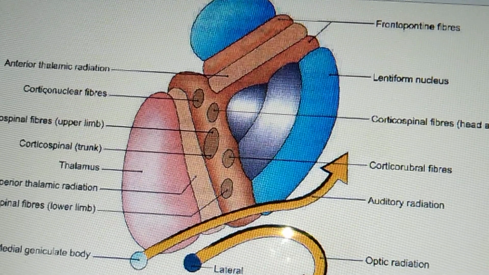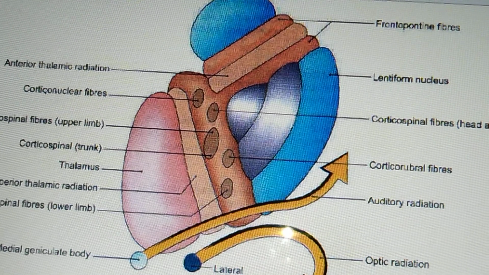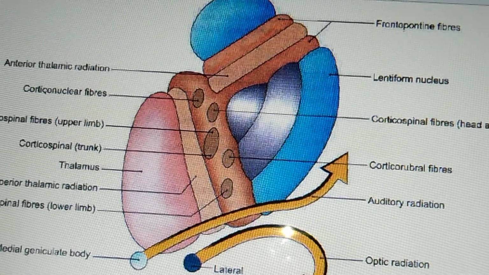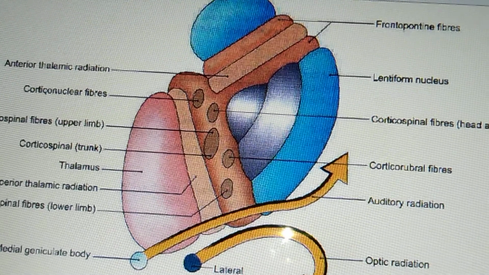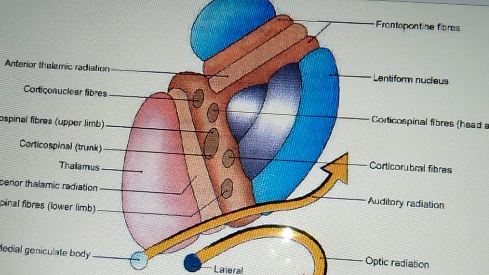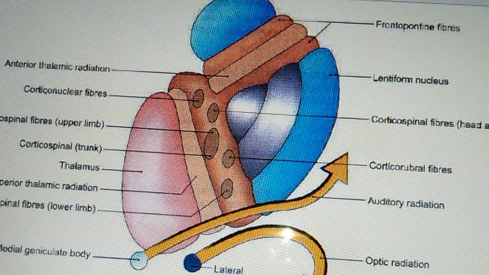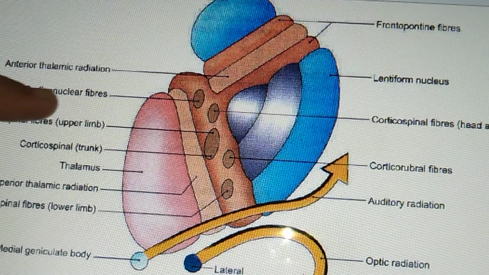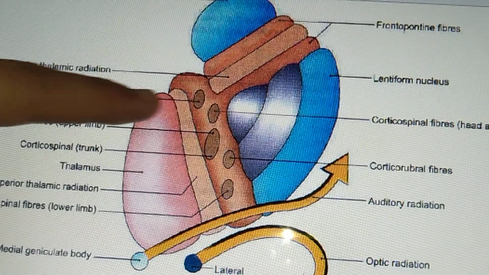Then next are the pyramidal fibers. Corticonuclear fibers go to the nuclei of the 3rd, 4th, 5th, 6th, 7th, 12th, and the nucleus ambiguus for the 9th, 10th and 11th nerves of the opposite side. You can see here the corticonuclear fibers are shown.